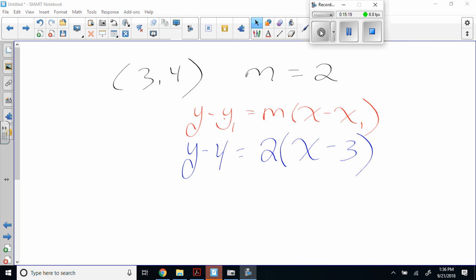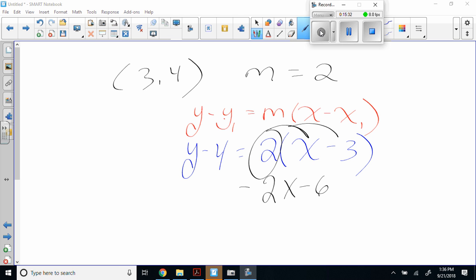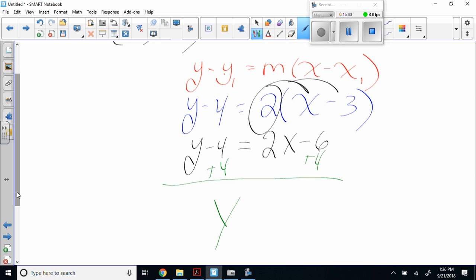Okay, now, what does that look like now? The problems we just did. So let's convert. That's 2x minus 6 equals y minus 4. So add 4. y equals 2x minus 2. Done.